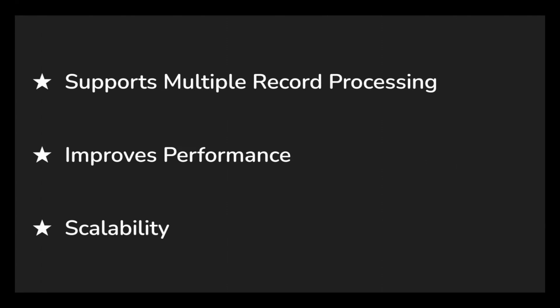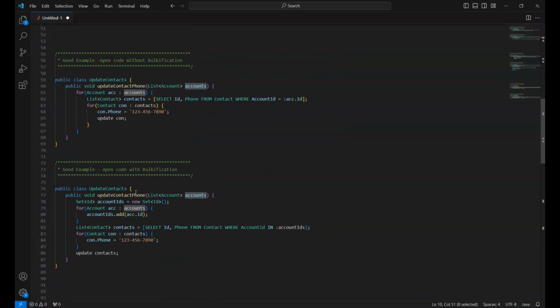Some errors which you may encounter without bulkification are too many SOQL queries, too many DML statements, and also Apex CPU time limit exceeded. Now let's take a look at the example, code without bulkification and code with bulkification. This is the example where we have Apex code without bulkification. As you can see, we have a for loop, and within this for loop we have a SOQL query which will run on the Contact object. So this is a bad example.